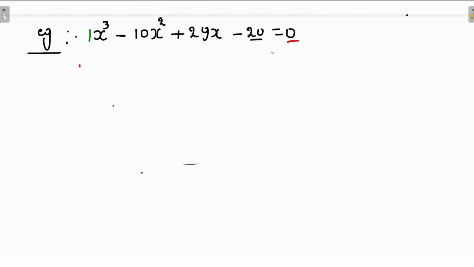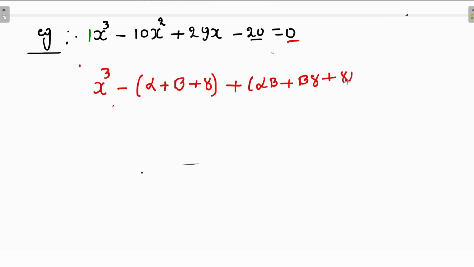The first condition to remember is that any equation you are given should always be in this form that I already explained: x cube minus alpha plus beta plus gamma, the sum of the roots, plus alpha beta plus beta gamma plus gamma alpha, x minus alpha beta gamma. Some students may get confused. Yes, it is in the same form.